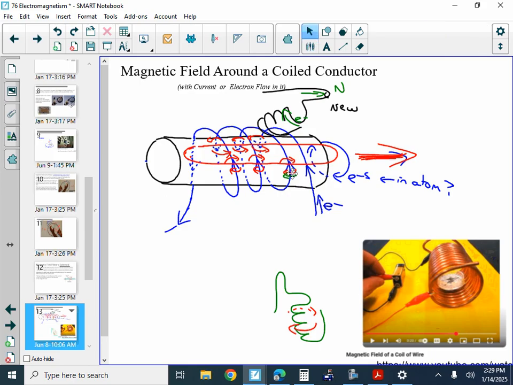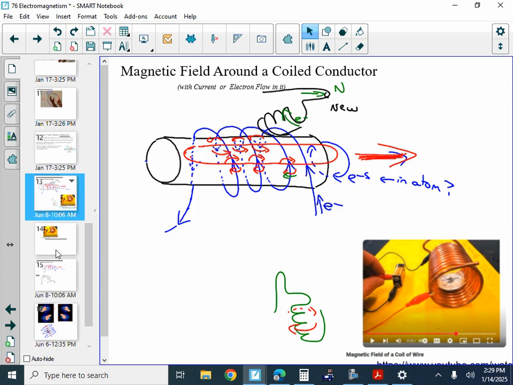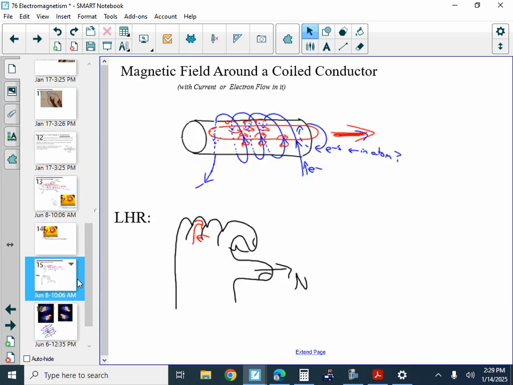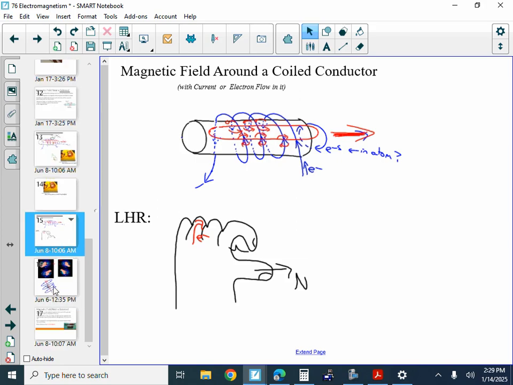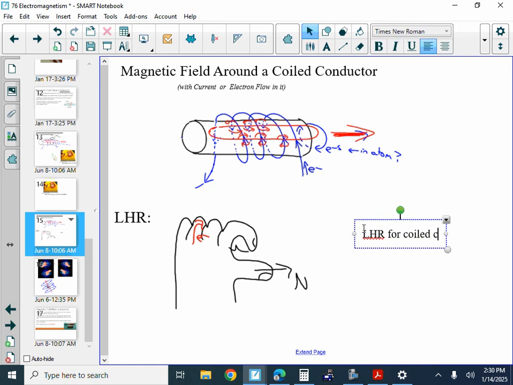Okay, so we'll write that one down as well, but it's just ways to help you remember what the magnetic field direction will be, and that's the rule. That's the look of the rule there. Your fingers curl in the direction of the electron flow, and your thumb points in the north. So I'd have to say your left-hand rule for coiled conductors.